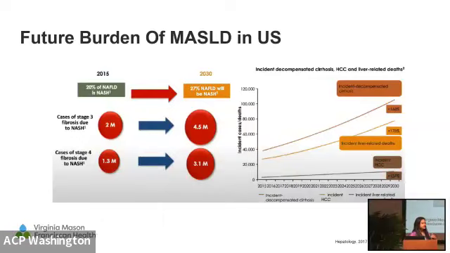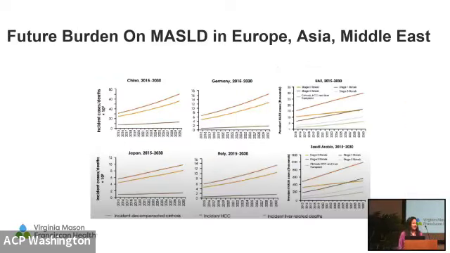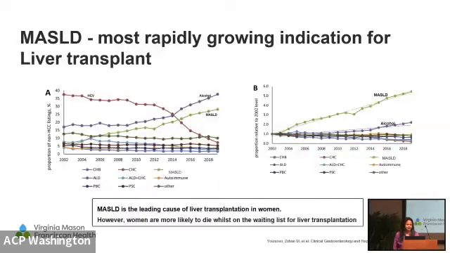And what does that even mean? It means that we're going to see this huge increase in decompensated cirrhosis, increase in hepatocellular carcinoma, increase in liver-related adverse events and death, unless we do something. And this is not just in this country, whether you look at China or Saudi Arabia, you can see these graphs are all very similar.